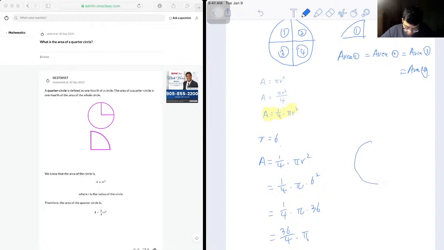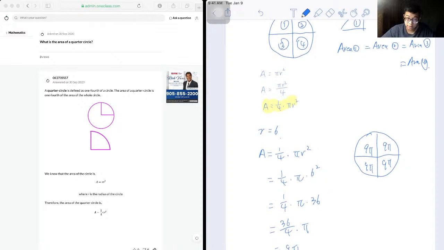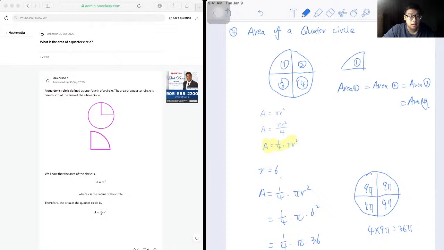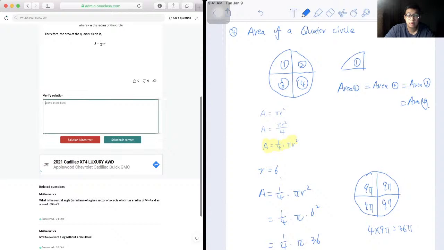Or in the diagram, there will be 9 pi, 9 pi, 9 pi, 9 pi for each quarter circle, but the area of the whole circle will be 4 times that. And let's leave a comment there. Good work. Correct.